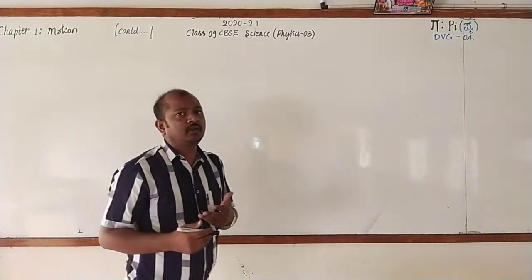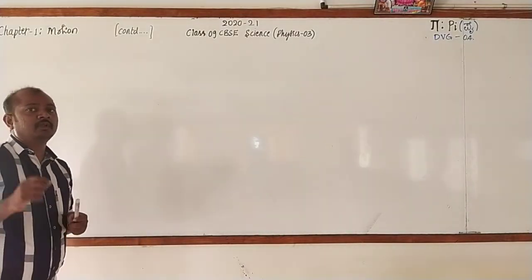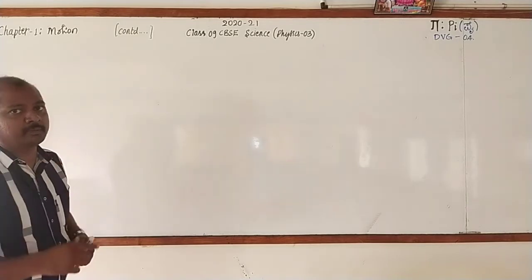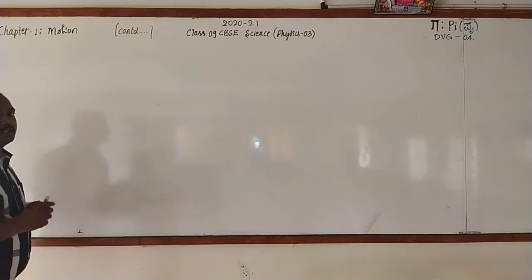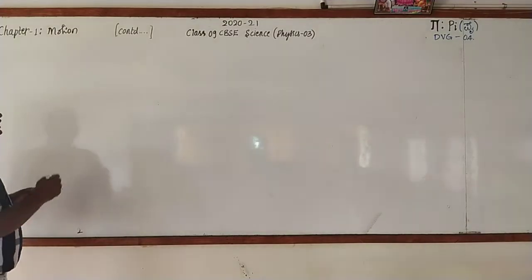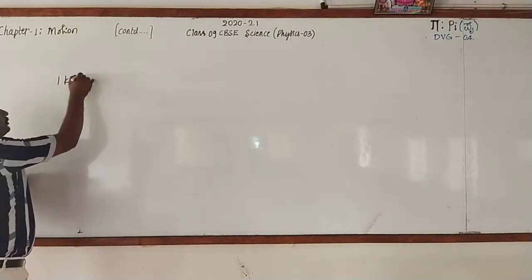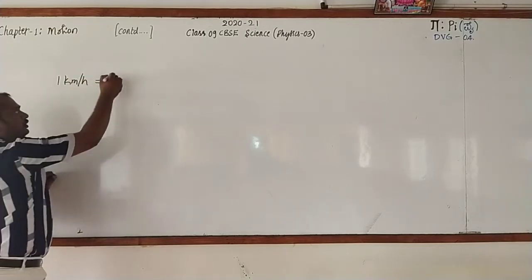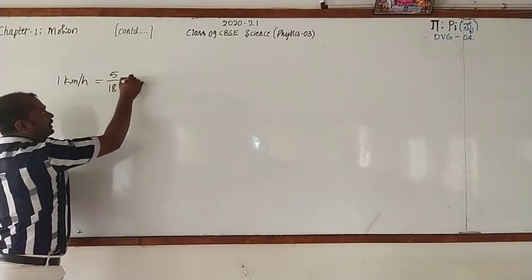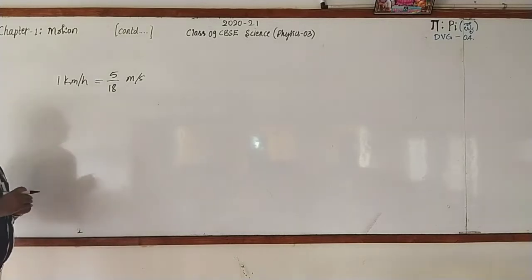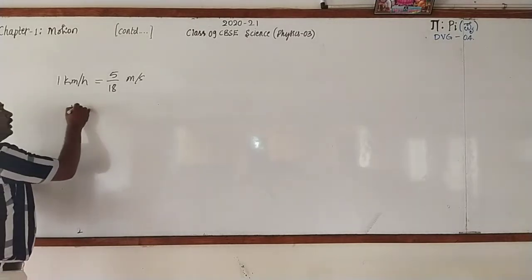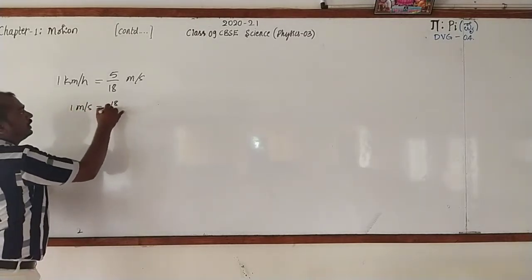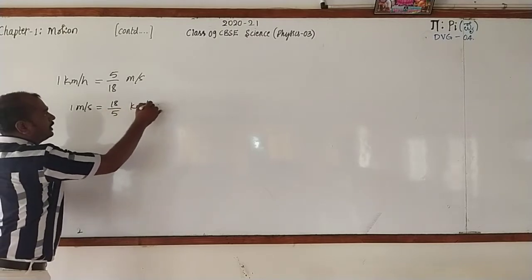Can you just recall what is the relationship between kilometer per hour and meter per second? Yes, just recall that. I will go for writing. Check whether your recalling is right or not. 1 kilometer per hour is equal to 5 by 18 meter per second. Okay. Then what about 1 meter per second? Can you express that in kilometer per hour? Yes. 1 meter per second is equal to 18 by 5 kilometer per hour.